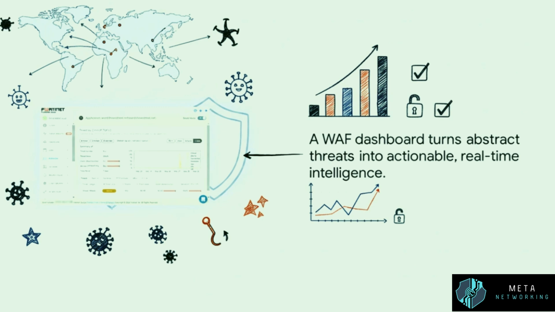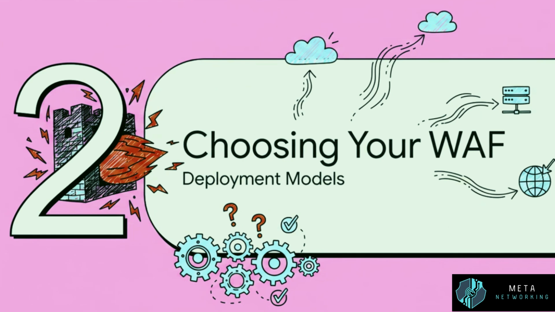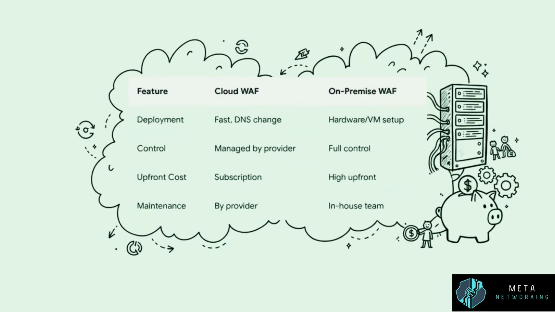You can see where attacks are coming from, what kind they are, and exactly how the WAF is stopping them, all as it happens. Okay, so you're sold. You need a WAF. But how do you actually get one up and running? Well, there are a few different ways to deploy them, and each one has its own set of pros and cons. The 2 most common options are cloud and on-premise.